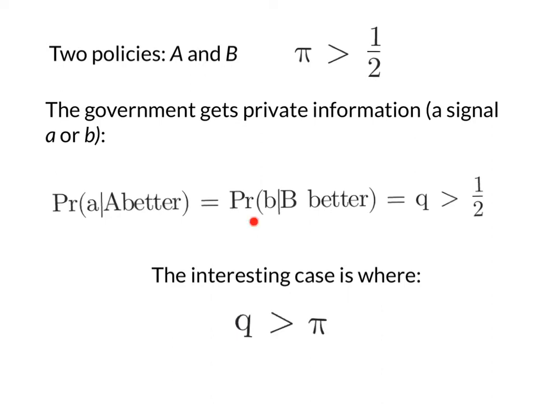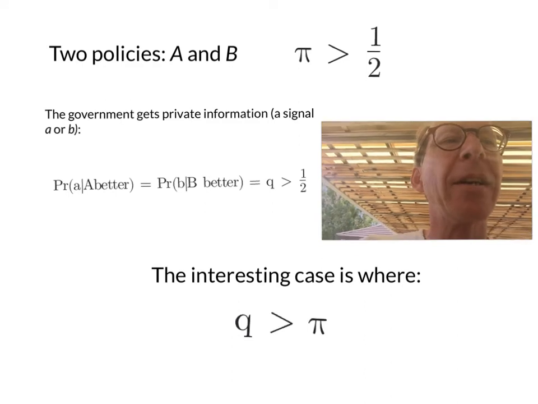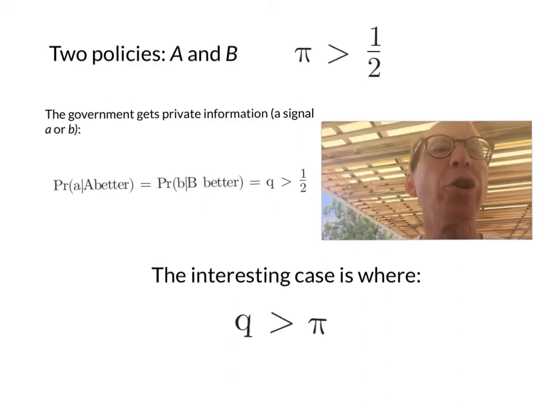And similarly, the probability that the government sees signal B, given that capital B is the better policy, is given by Q, which is greater than a half. We can think of this information as the government consulting experts that are at hand and also learning from overseas.